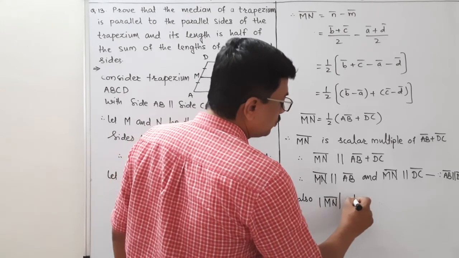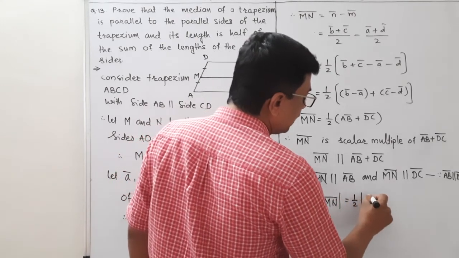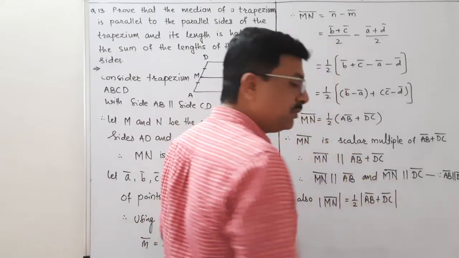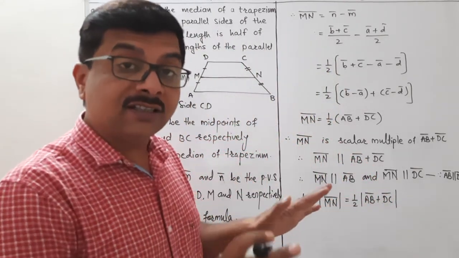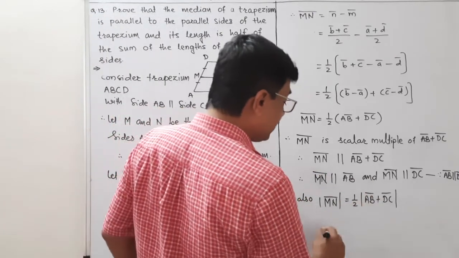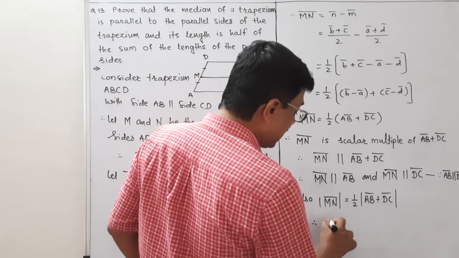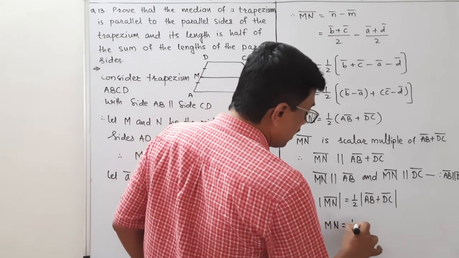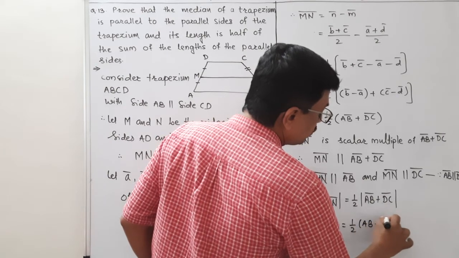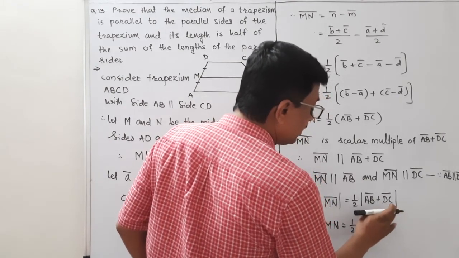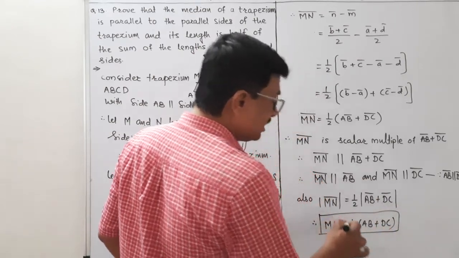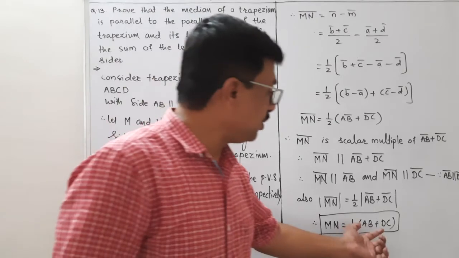vector is equal to half into magnitude of AB vector plus DC vector. Now here AB vector and DC vector are non-intersecting vectors. They are parallel to each other. Therefore we can separate it. Therefore we can say that MN is equal to half into AB plus DC. It denotes the magnitude, AB plus DC. Hence we can say that length of MN is half the sum of the lengths of parallel sides.